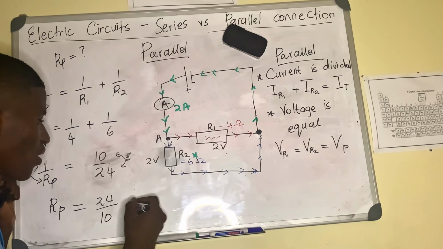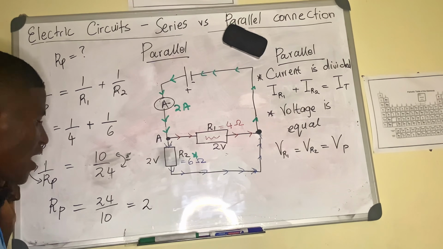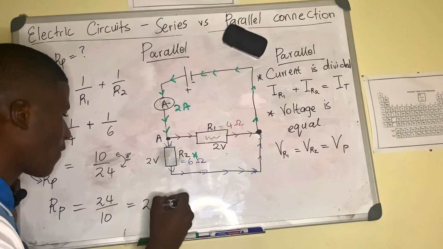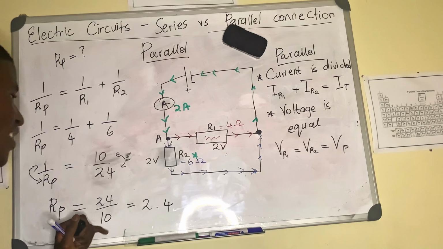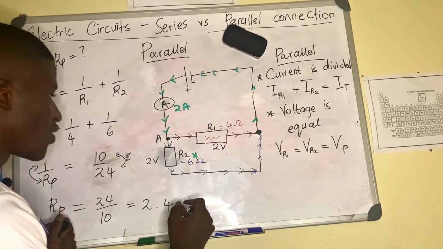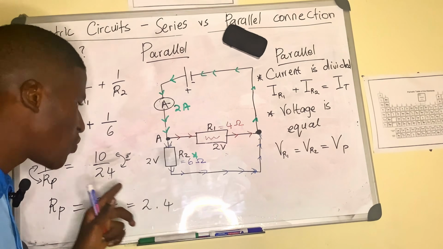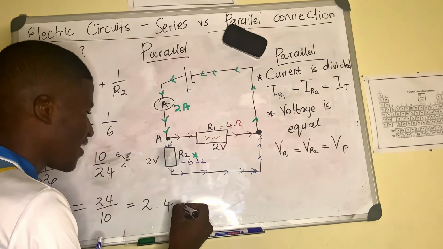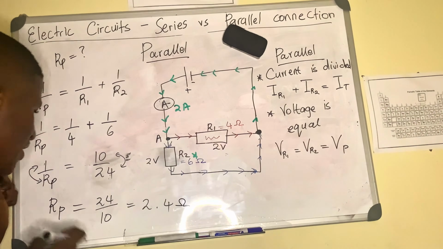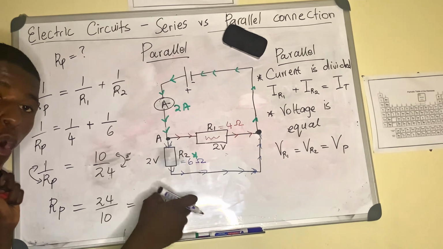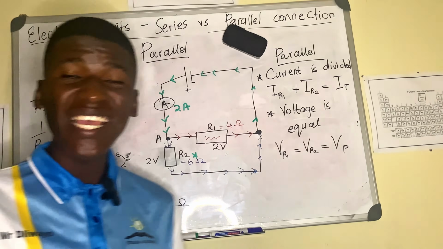And then that is going to give you what? I think it's going to be 2,4, something like that. So that's going to be 2,4. No, you must write the unit. How do we measure resistance? The resistance is measured in ohms. So this is going to be 2,4 ohms. Ohms is the unit for resistance.